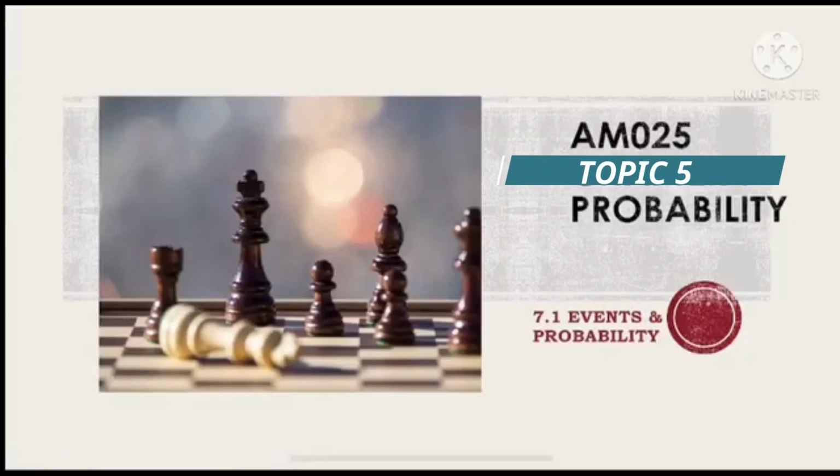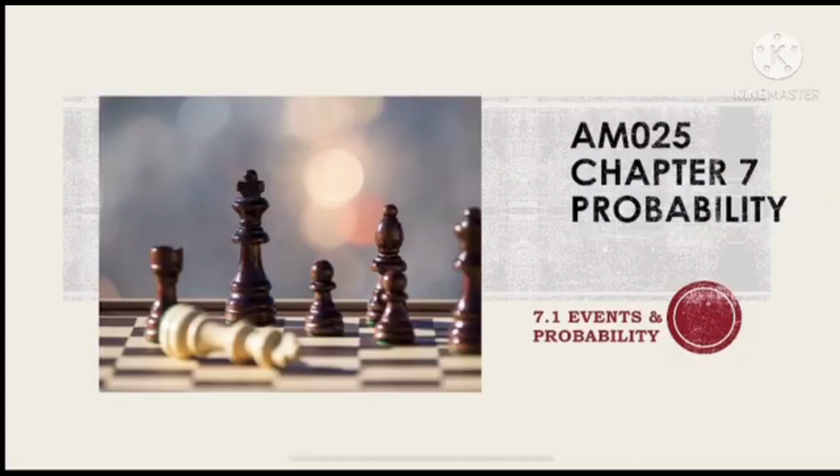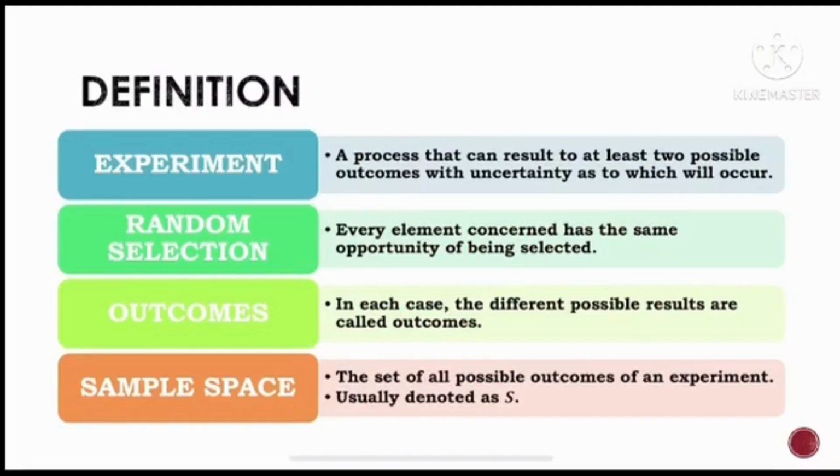Hello everyone, in this video we are going to learn about events and probability. These are the definitions of the terms in this topic. Experiment is a process that can result in at least two possible outcomes with uncertainty as to which will occur.